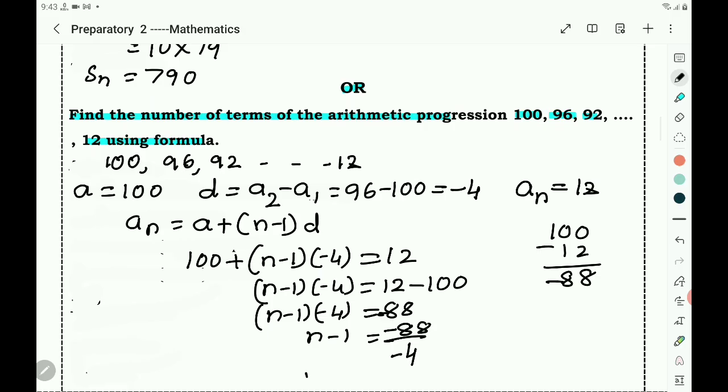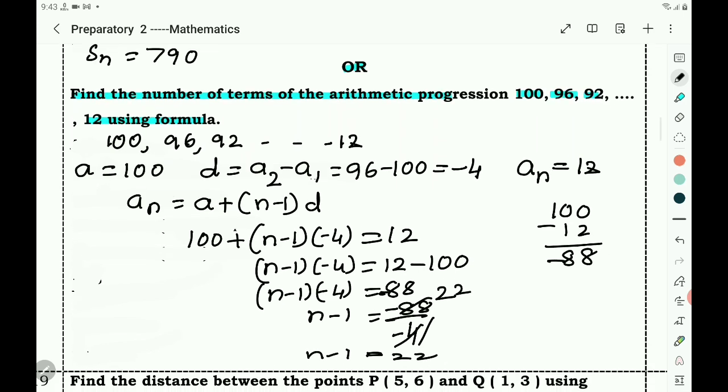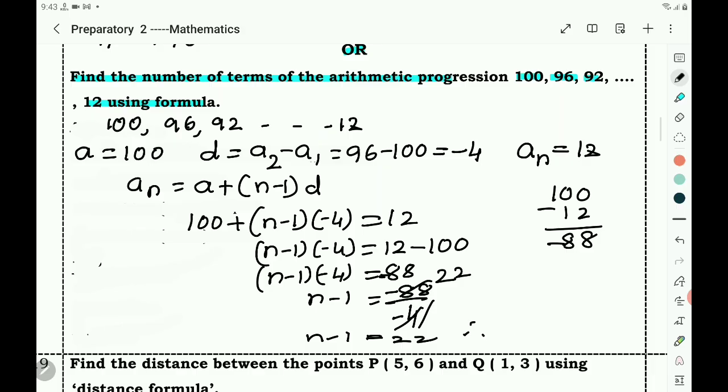Then n minus 1 equals, 4 ones are 4, 4 22s are 88, you got 22. Therefore, n is equal to 22 plus 1, which is equal to 23. Number of terms equals 23. Then you take the next question.